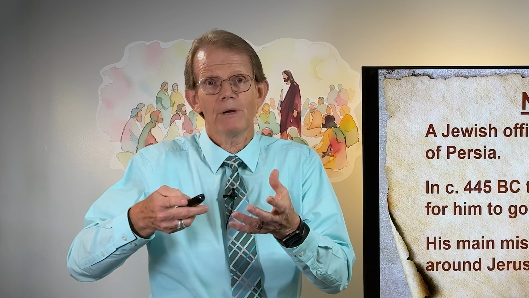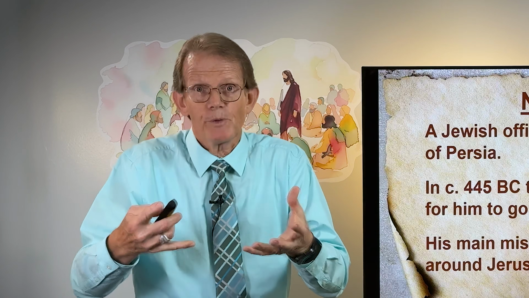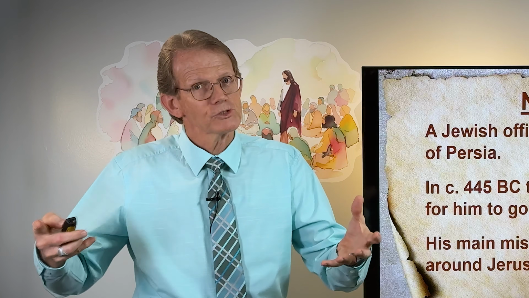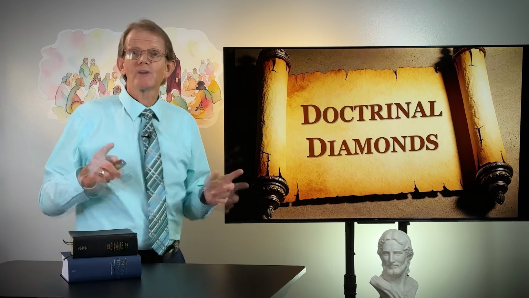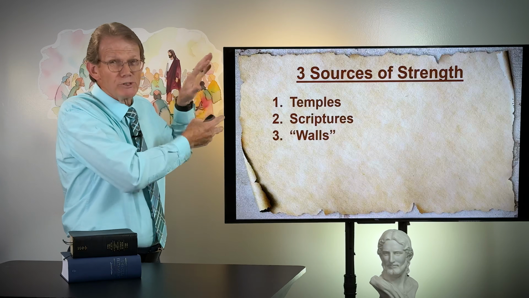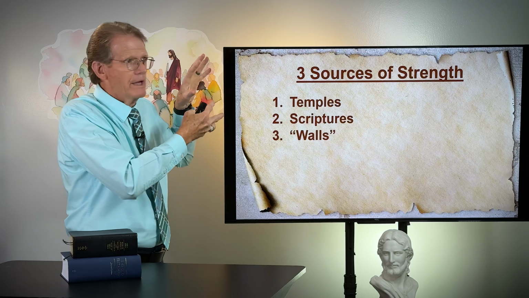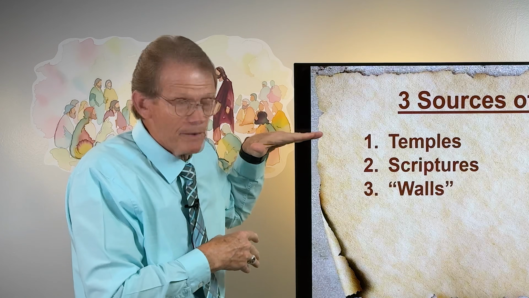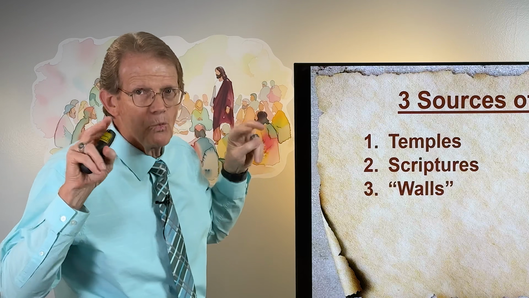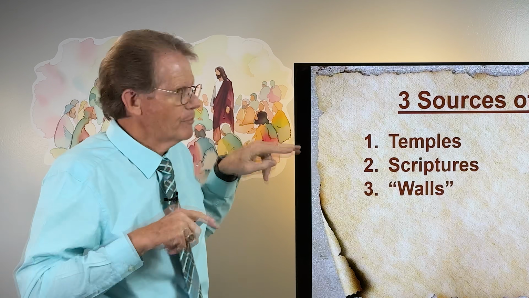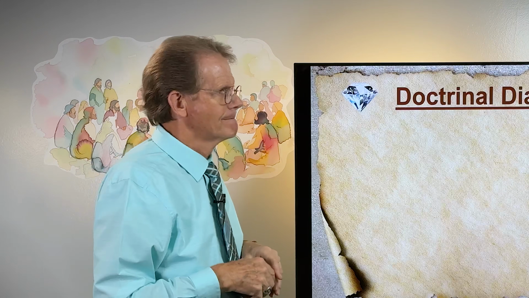So you have the temple up. You have the people starting to get the Spirit of God in them, but no walls to protect the people and the temple. So what are some of the doctrinal diamonds? There's the history. Let's dig down, right? See what diamonds we can find in the history. You have three sources of strength and safety. You have temples being built, scriptures being restored and taught to the people, and you have walls that are being built. Let's see if we can find some parallels there.